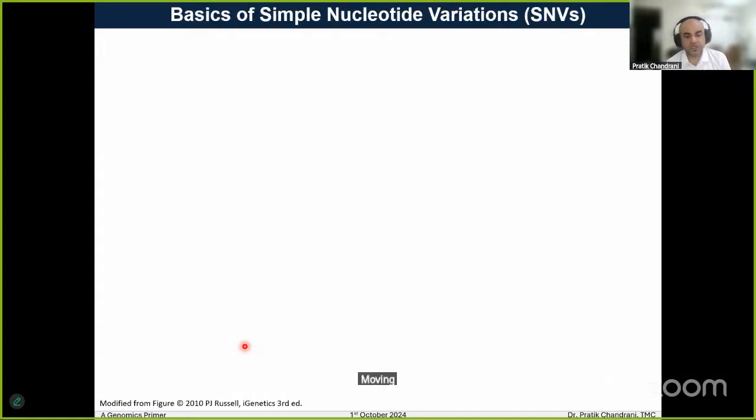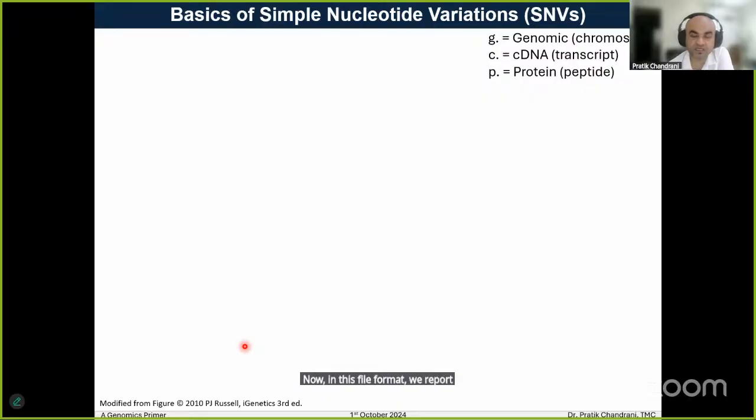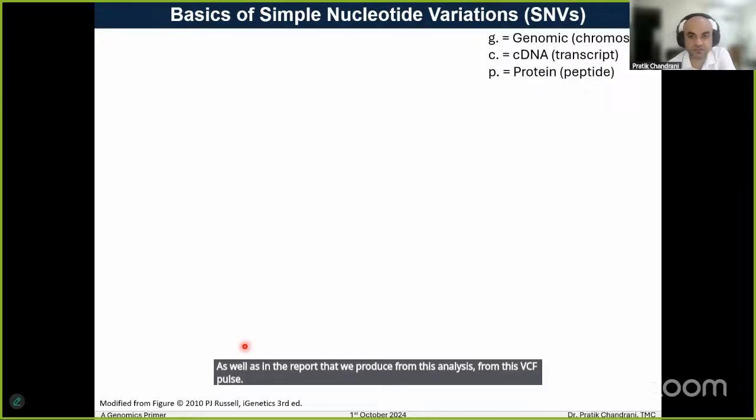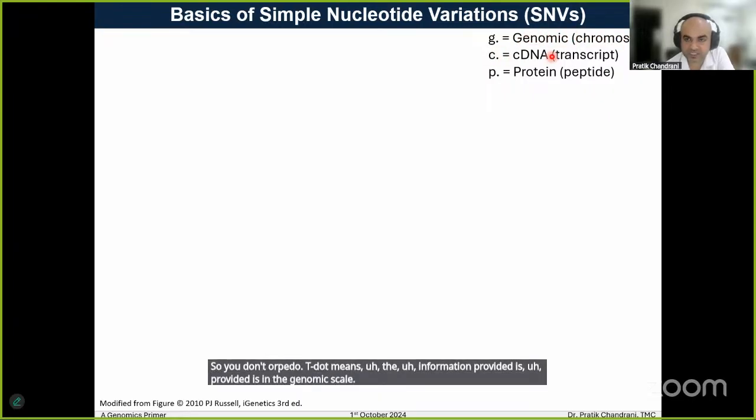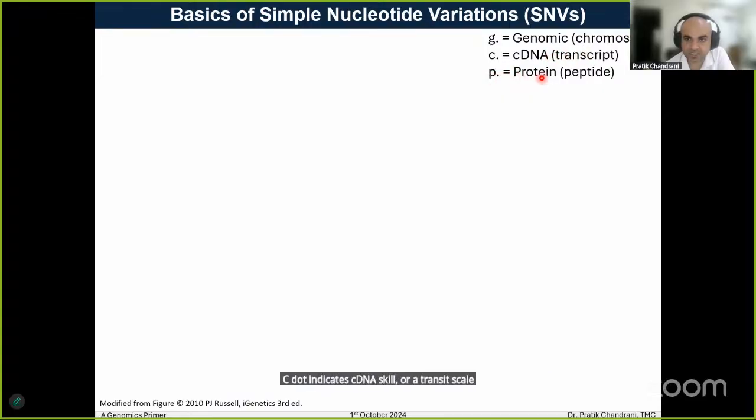Moving on, we have seen various different file formats that we typically use. Now, in these file formats, we report variants using various different conventions, as well as in the report that we produce from these analyses from the VCF file. We follow various different conventions. These conventions are represented as g dot, c dot, or p dot. g dot means the information provided is on the genomic scale. c dot indicates cDNA scale or a transcript scale, and p indicates protein scale.